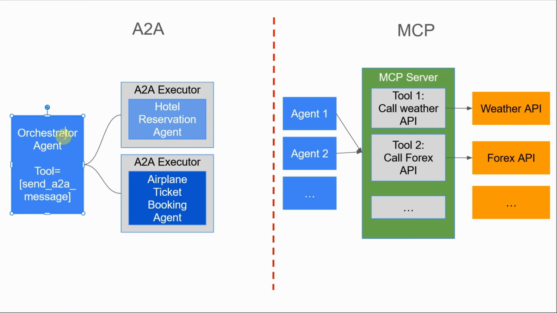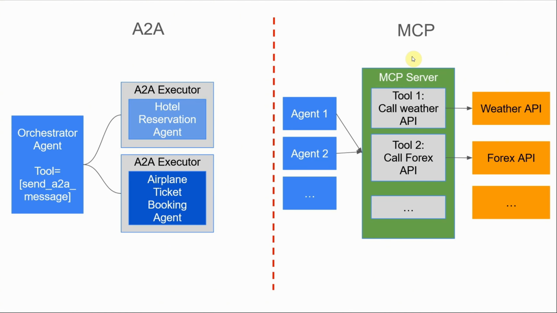So the orchestrator agent can talk directly to the server agent or the service agents which we need to use. On the other hand, MCP protocol has been designed to outsource or take the agent tools outside from the agent, and the idea is to deploy these tools as servers.